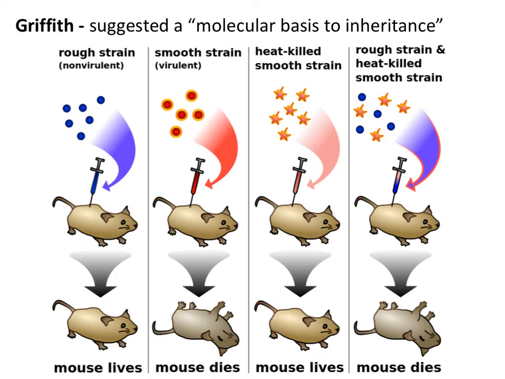It's dead bacteria. However, when he combined the smooth that was killed with the rough, the mouse died, and that's because DNA from the smooth strain was actually picked up by the rough strain, and it caused the rough to actually make a capsule and therefore protect itself from the mouse's immune system. And so what happened there was actually transformation.